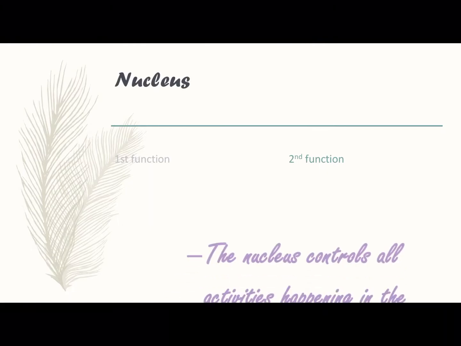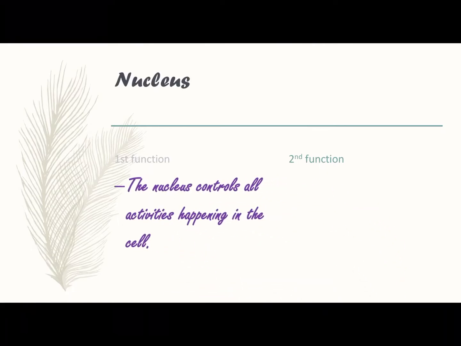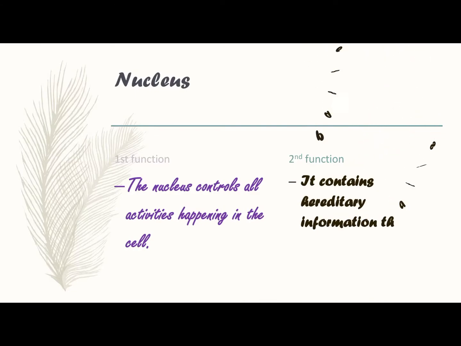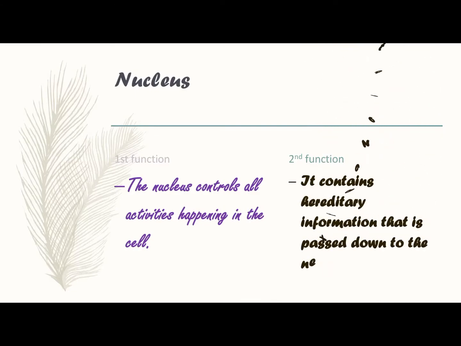So, let's talk about the nucleus. The nucleus controls all activities happening in the cell. And its second function is it contains hereditary information which is passed down to the next generation. So all the genetic information that is passed down is always in the nucleus.